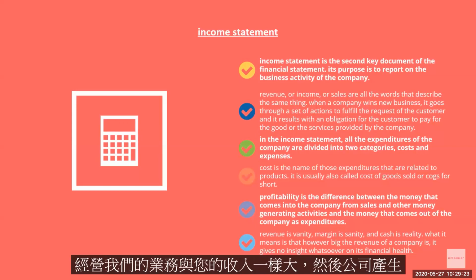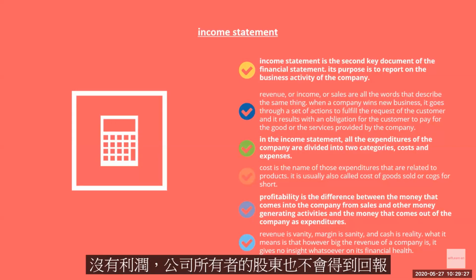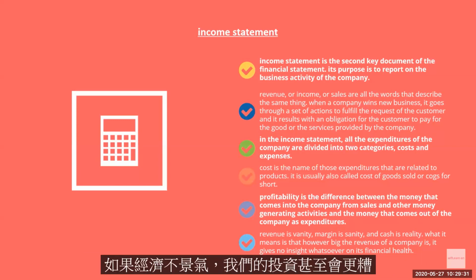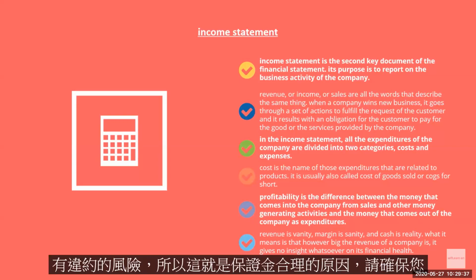If the cost of running your business is as great as your revenue, then the company generates no profit, and the owners of the company, the shareholders, get no return for their investment. Even worse, if there's a downturn in the economy, as we've experienced in recent years, the company will be the first one to be at risk of defaulting. So this is why margin is sanity.